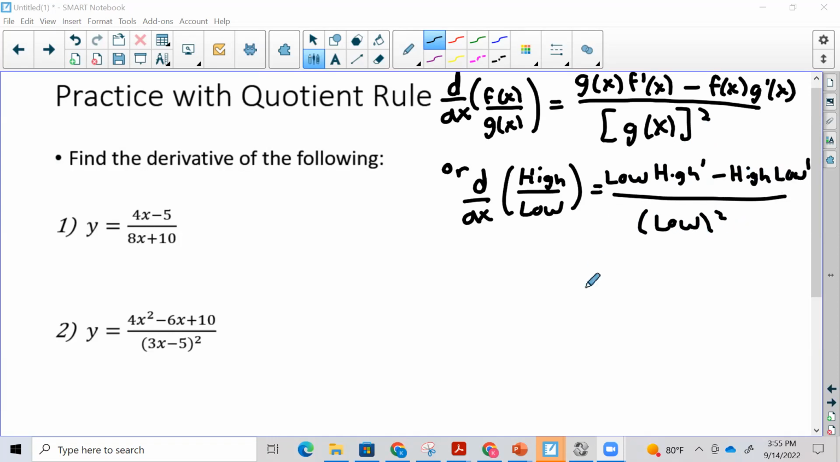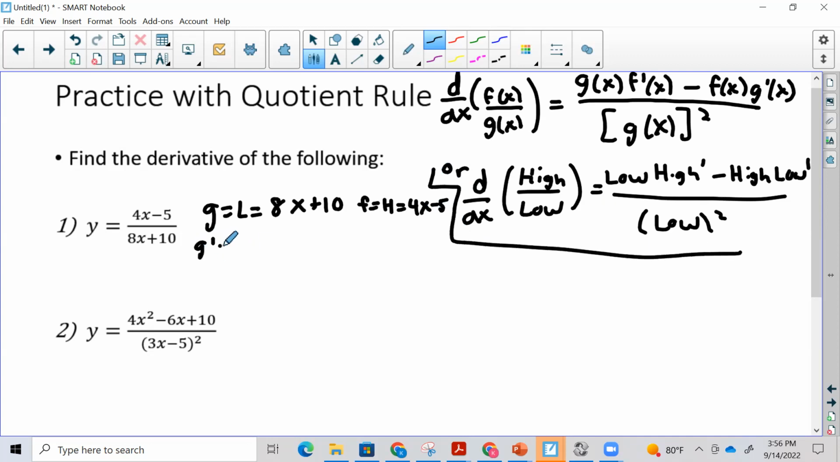Okay. And I put the high with the derivative. You could also write it as low and then the d high, whatever way works best for you remembering it. So in this function, we have to identify the low and the high, or the f and the g. Always start with that bottom function, and if you're consistent with that, that will be helpful. So the low, or the bottom function g, is 8x plus 10. And then f, which is that high function, would be 4x minus 5.